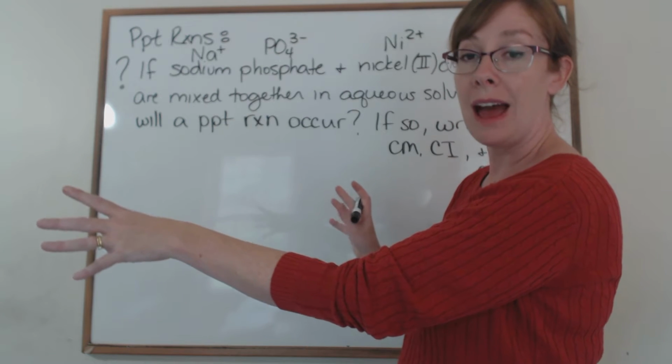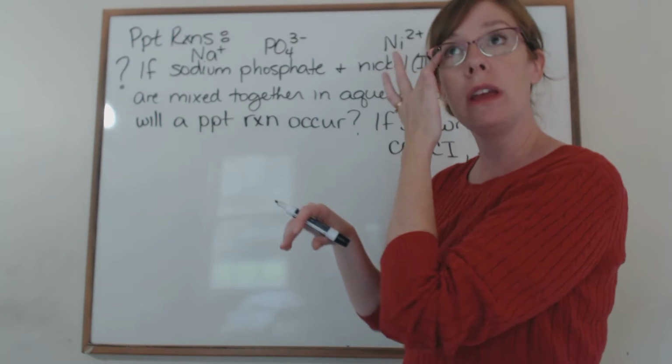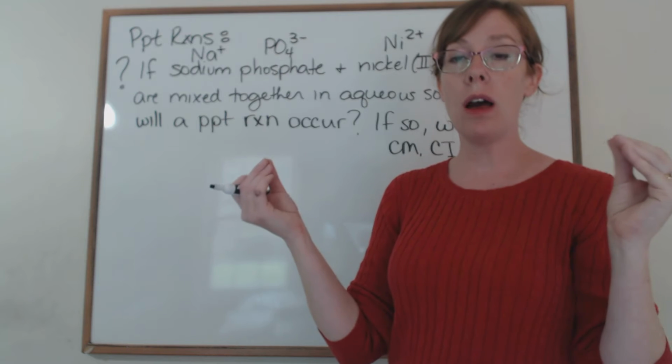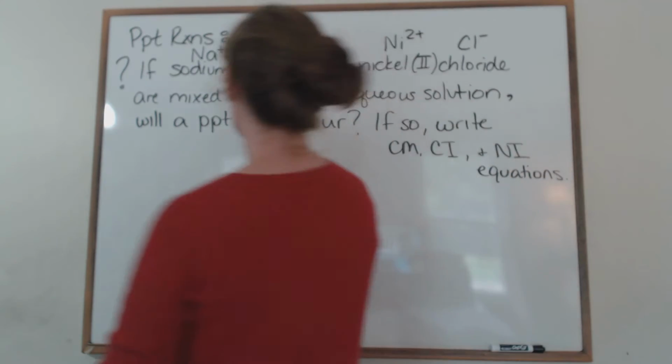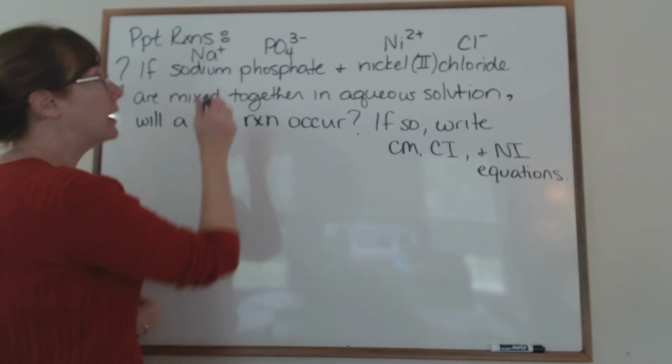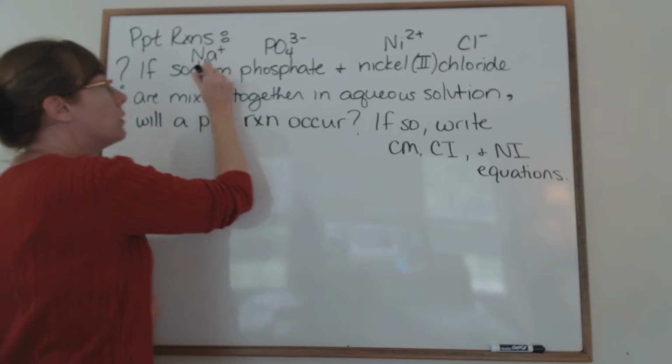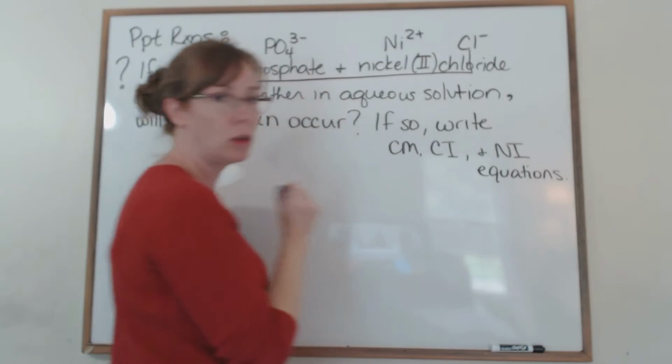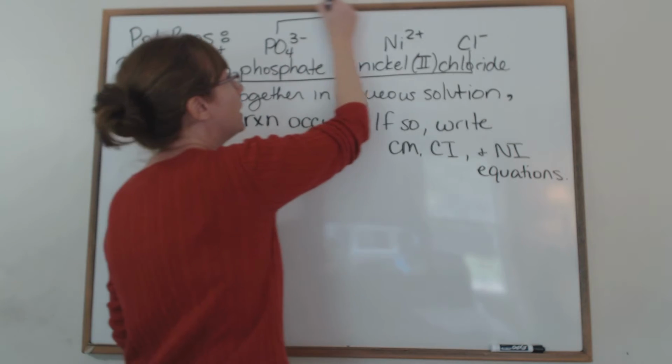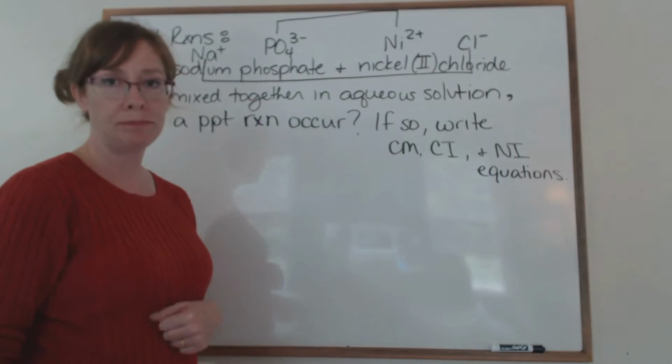And what can happen when you put them in the same beaker? What we are asking is, will any insoluble product form from their partner swapping? So let's go ahead and swap partners so that sodium, let's put him together with the chloride, and let's get the nickel together with the phosphate.